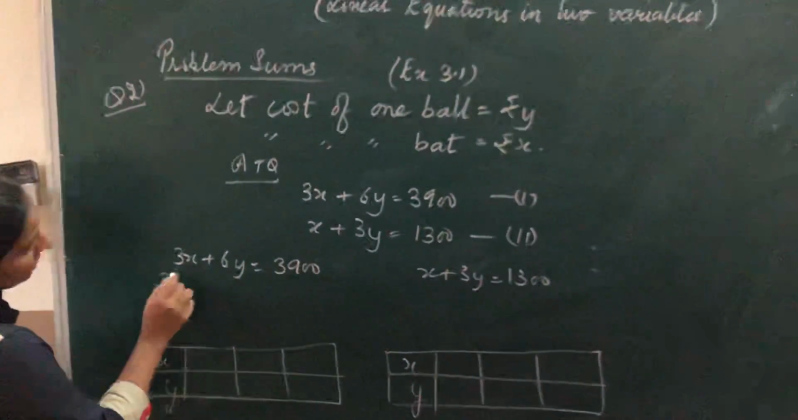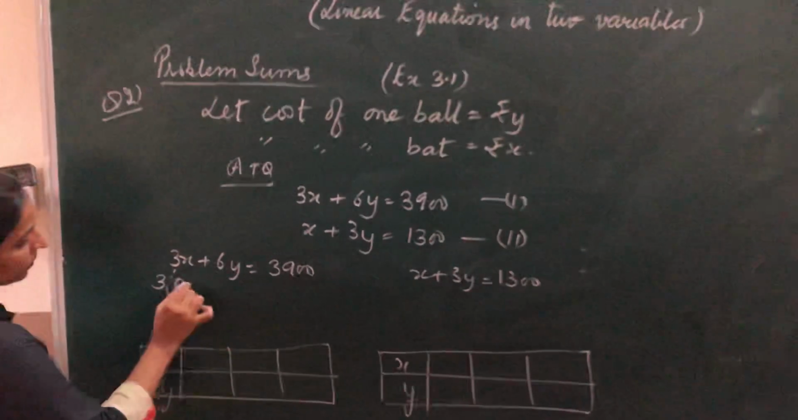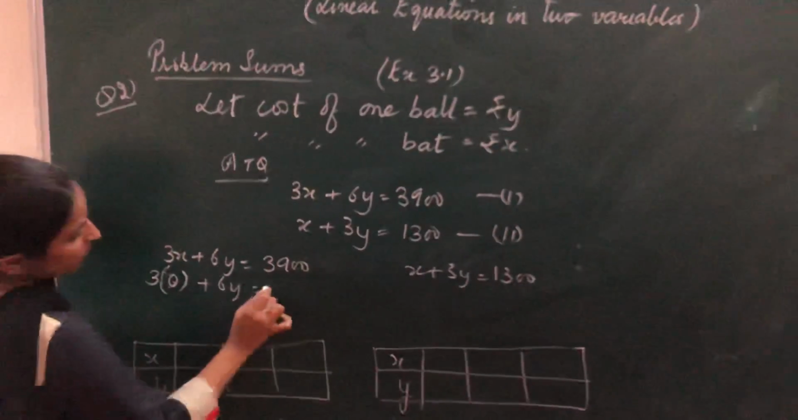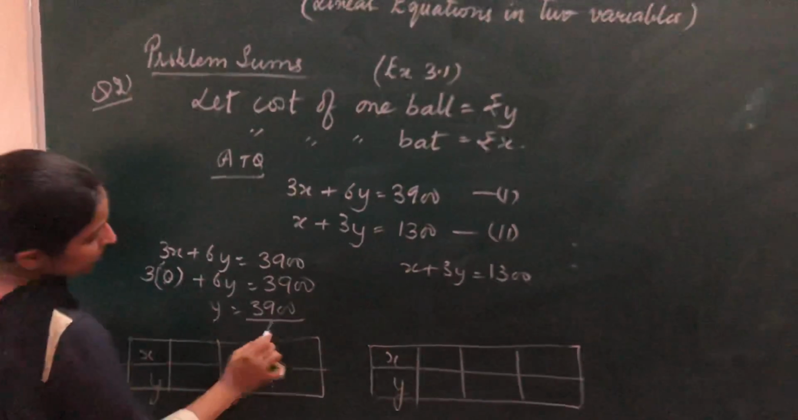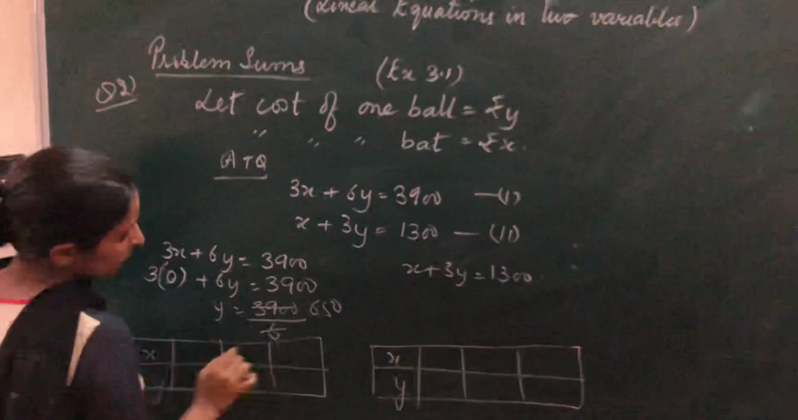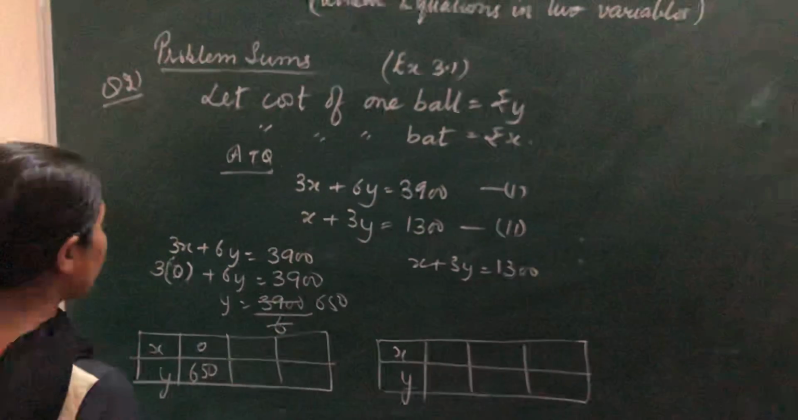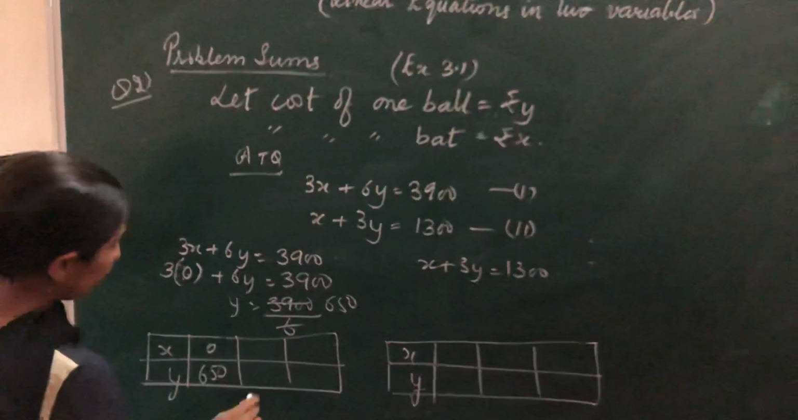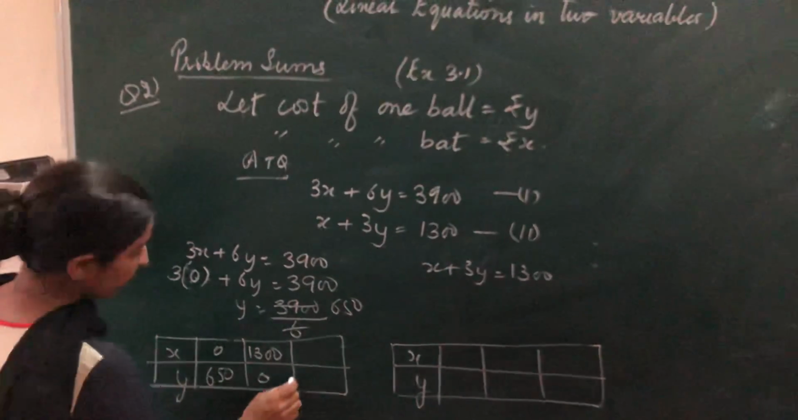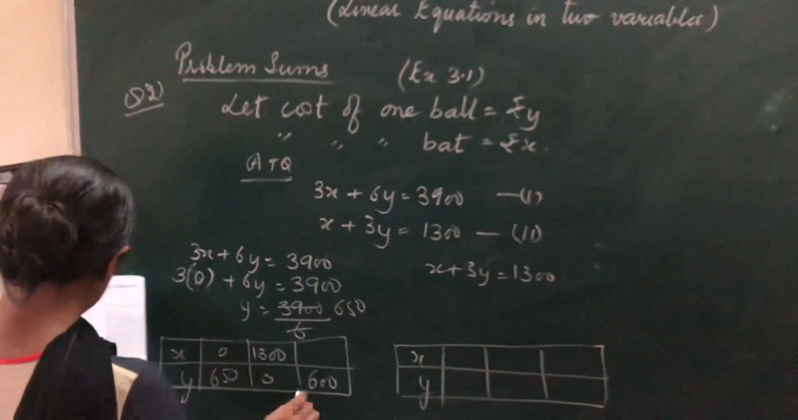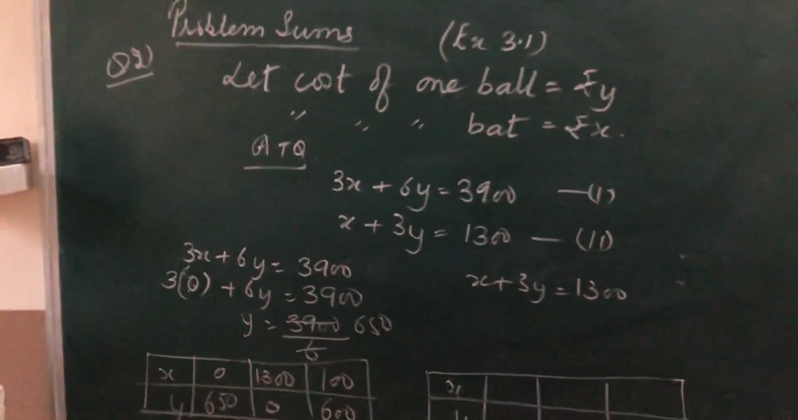If we take the value of x as 0, then the value of y will be 650. x is 0, y is 650. Right? So I have already solved these equations. If I take y as 0, the x value is 1300. If this is 600, the other value is 100. This is the solution of the first equation.